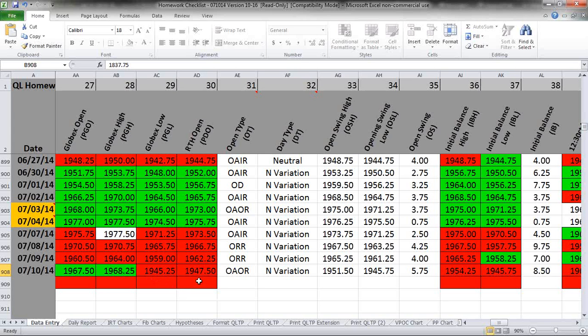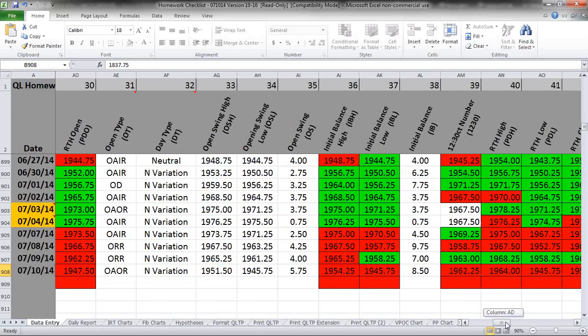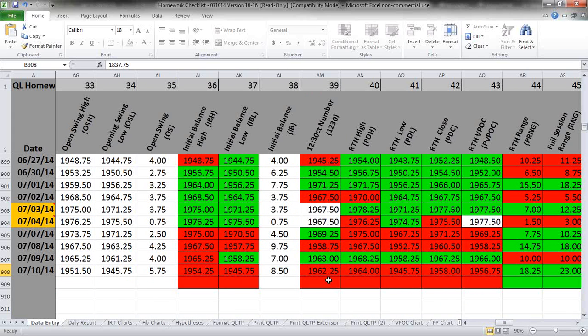We opened auction out of range at 1947.50. Had a normal variation day. We broke the ID to the upside. Of course, we took back a lot of the sell-off yesterday. 5 3/4 point opening swing, real big opening swing as they fought the buyers and sellers until the buyers took control most of the day. Our 1230 number, 62 1/4, high 64, our low 45.75, and then we closed at 1958. And our VPOC shifted down to 1956.75.